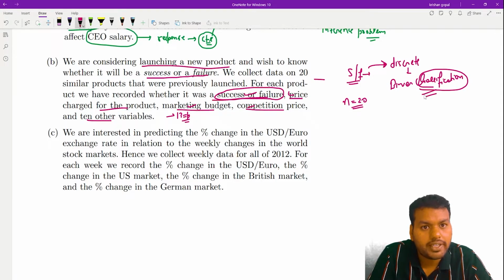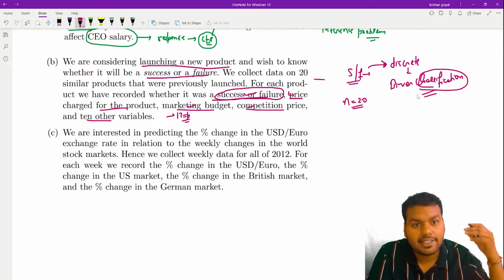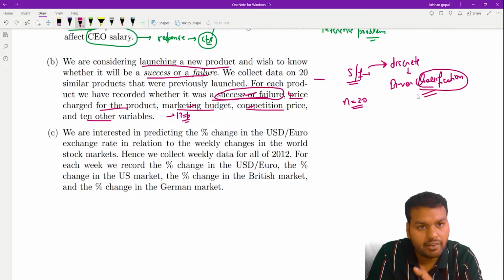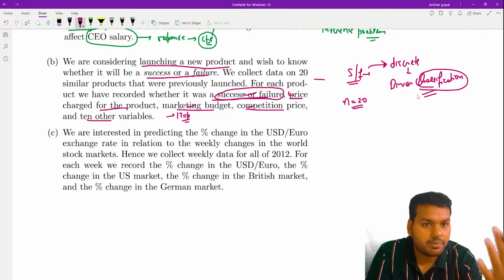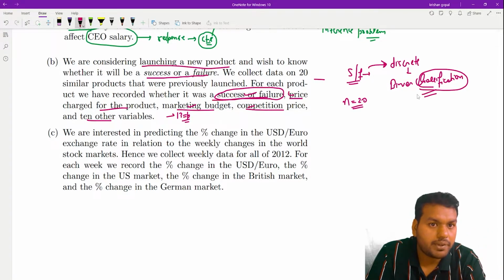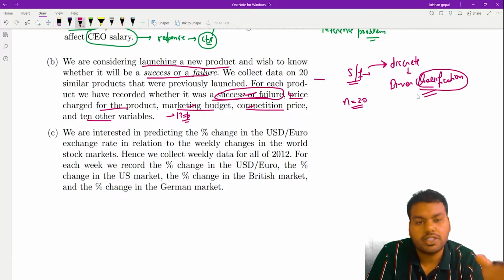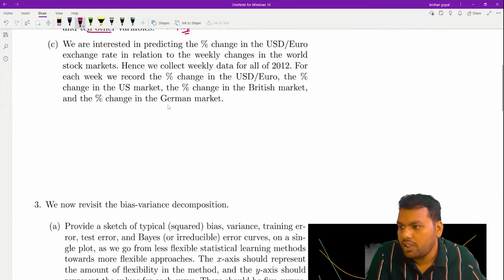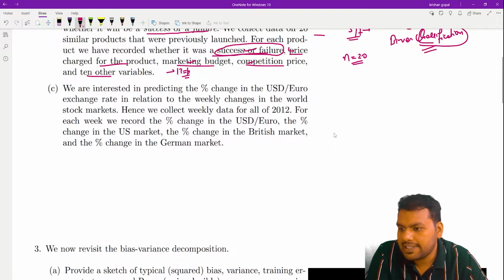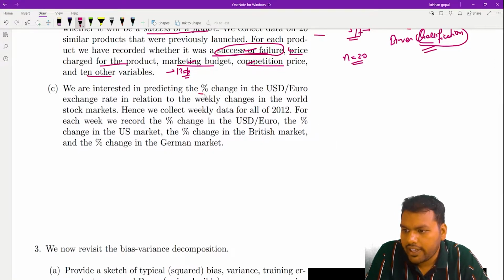Now I want to comment whether it is an inference or a prediction. We can clearly see it is a prediction problem, because we are launching a product and similar to that product we already have 20 products in our list. So what we are going to do is estimate the value for the upcoming product which is not yet launched. So this is the prediction problem.